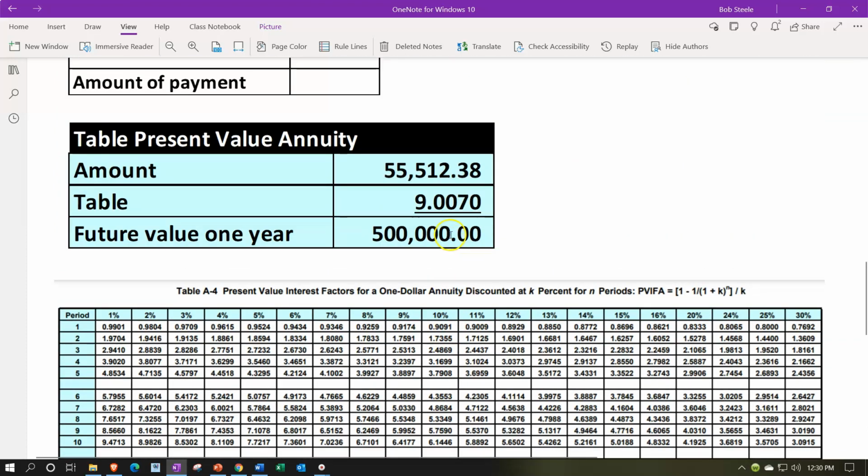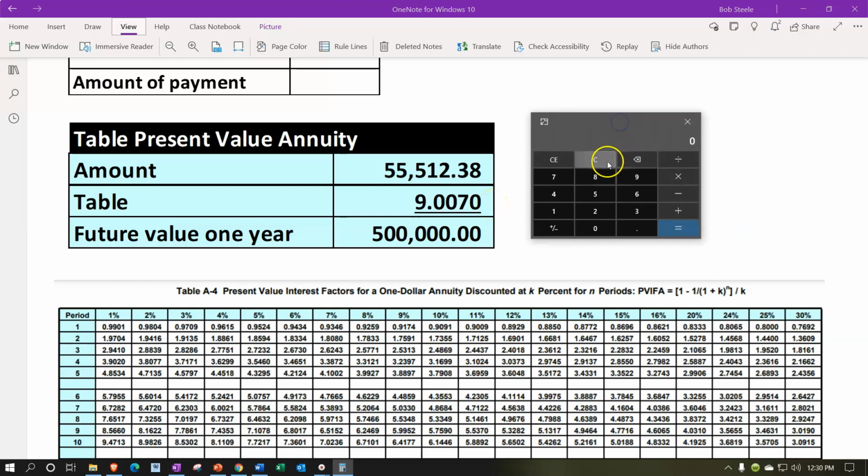9.077, and that's going to be this 9.077. So what we know then, we don't know this top number. We know the 9.077, and we know what the end result should be, that 500,000. Normally, we know this number, and we multiply them out. If we don't know the top number, but we know the bottom two numbers, then we can take the 500,000 divided by what we got from the table, 9.077, and that's going to give us our 55,512.38, about.